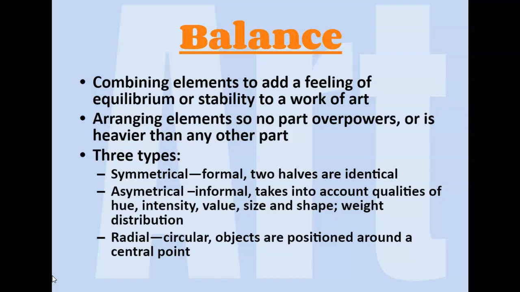Balance gives us a sense of equilibrium or stability to a piece of artwork. We can create balance by arranging the elements so no part overpowers the other or is heavier than the other parts. There are three types of balance. Symmetric, which is formal. It has two halves that are identical if you split the image in half. You have asymmetric, which is informal. It takes into account qualities of hue, intensity, value, size, and shape, and weight distribution. And then you have radial, which is circular. Objects are positioned around the central part for radial.